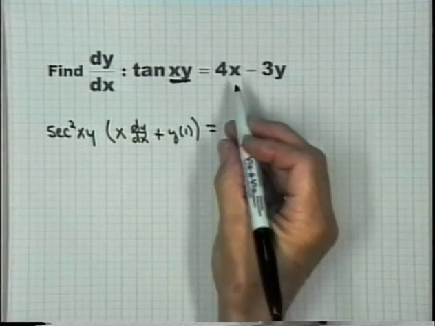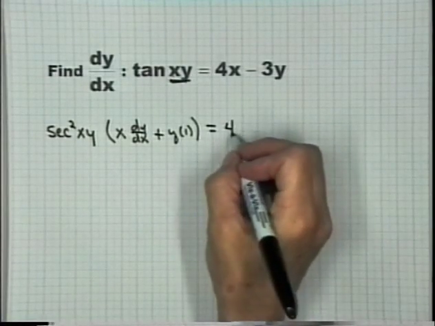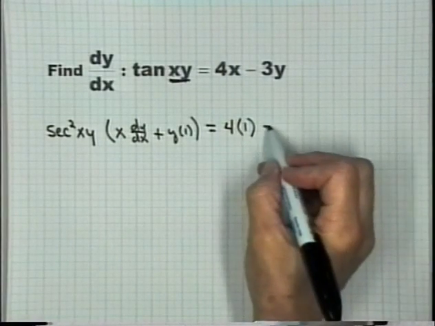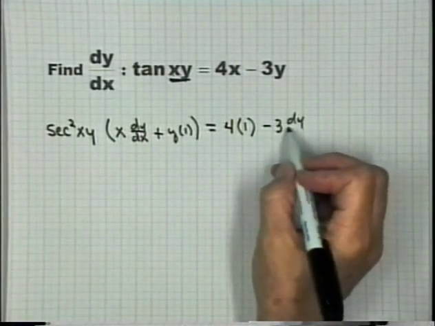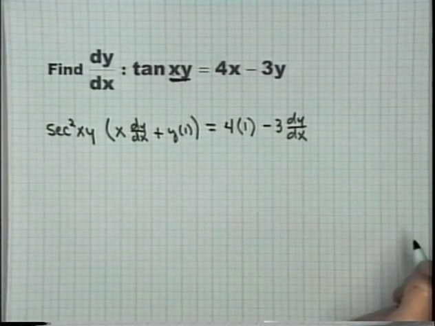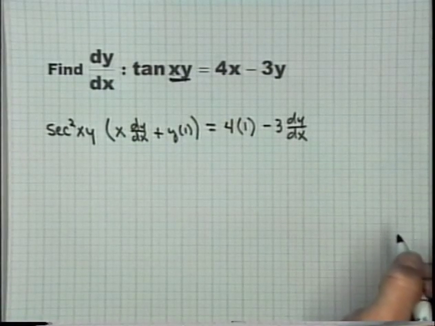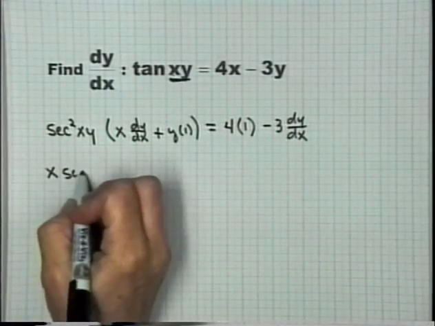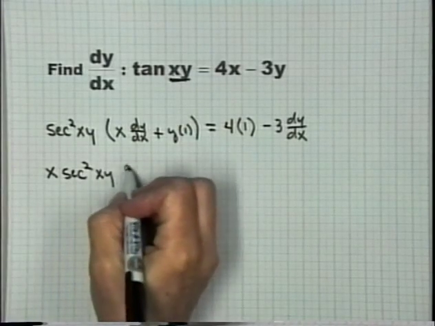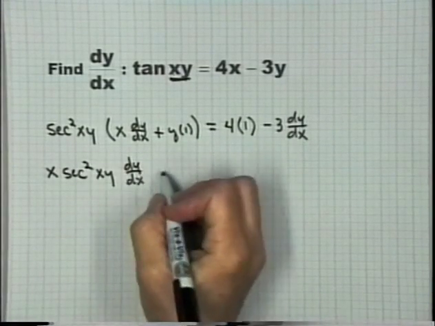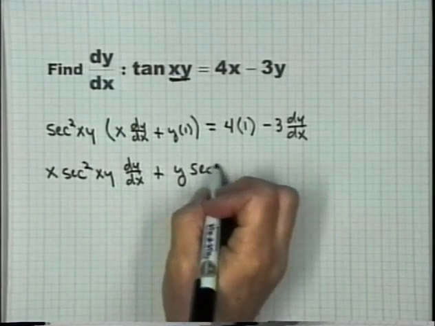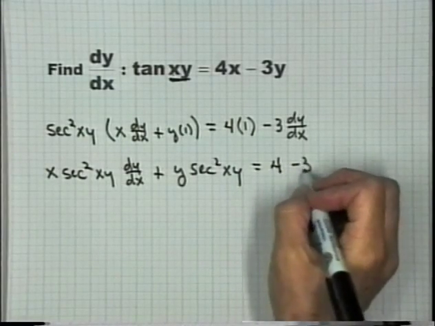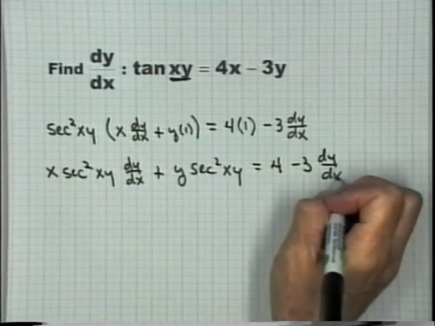Alright, on the other side, we've got a constant 4. The derivative of x with respect to x is a 1. And then minus 3, the derivative of y is the derivative of y with respect to x. Now, let's distribute this secant squared here. I've got x times secant squared xy times dy/dx plus y times secant squared xy, and on this side I have 4 minus 3 times dy/dx.